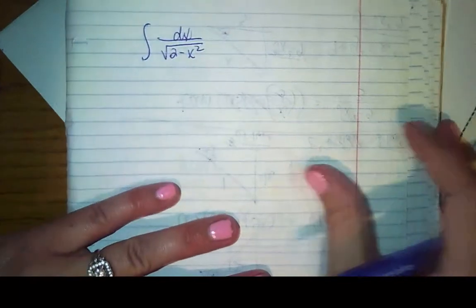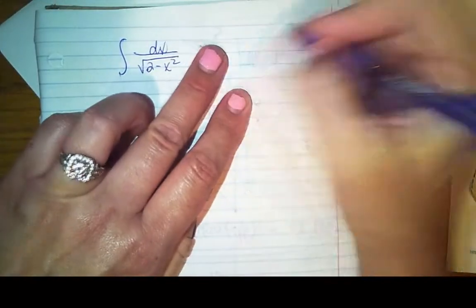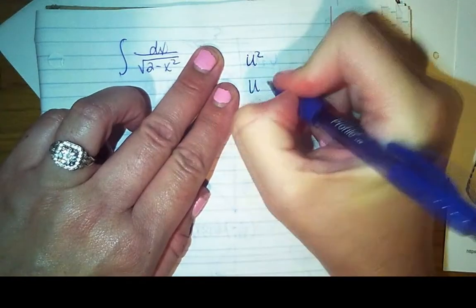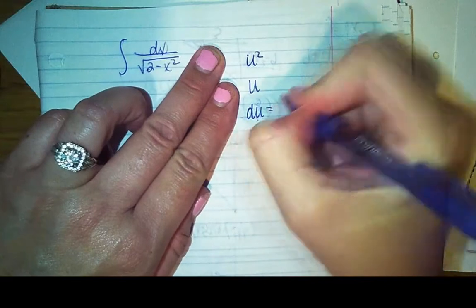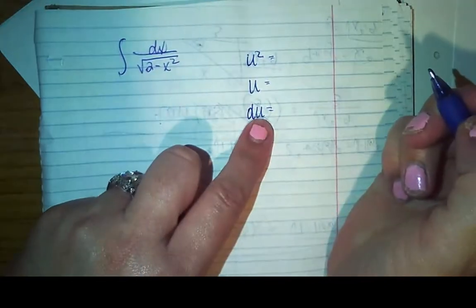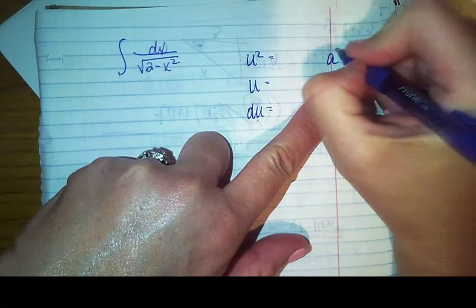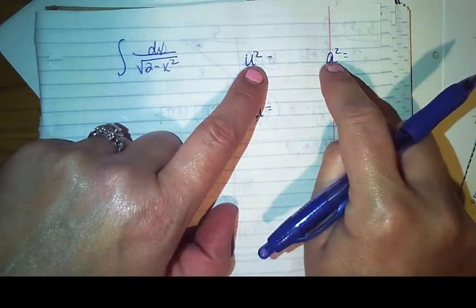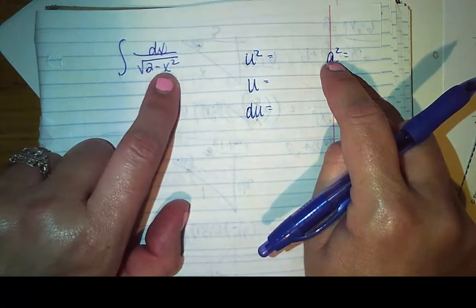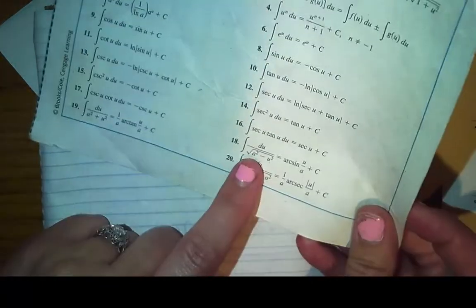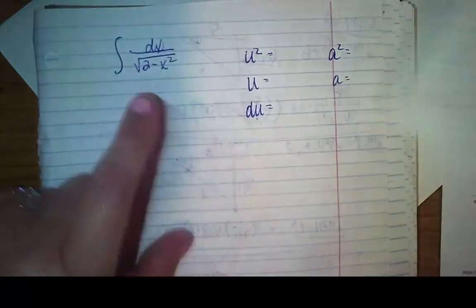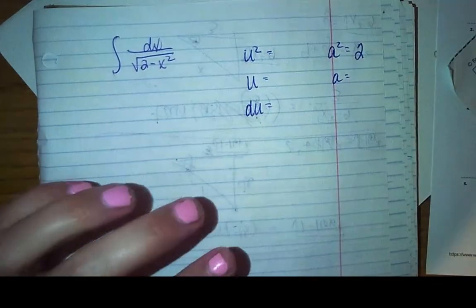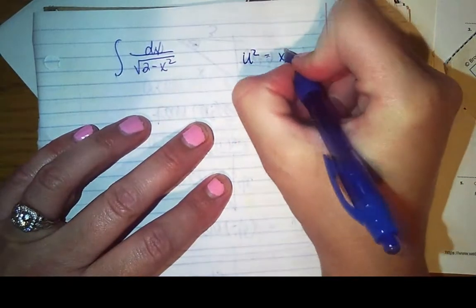For this particular setup, what I'm going to do on every single one of these is find out what is my u squared, what is my u, and then what is my du. That is going to tell me if I have to balance anything. And then what is my a squared, and what is my a. Your u squared and your a squared are going to come off of this. In this particular case, I would like to know what my a squared is. Well, what's sitting in its spot? There's a 2. What is my u squared? My u squared is an x squared.